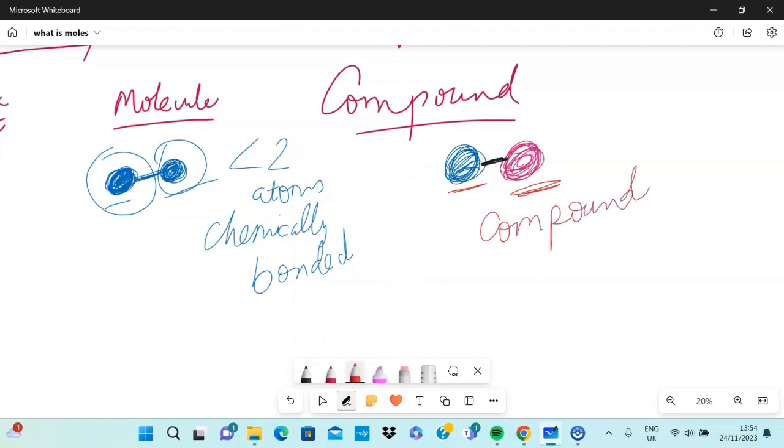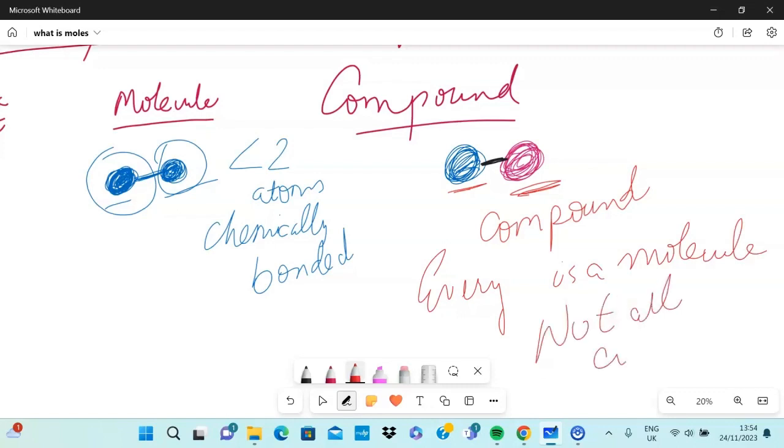So technically, every compound is a molecule, because molecule is any atom bonded with another atom. But not all compounds are a molecule, because molecules have to be the same atoms, if you understand that.